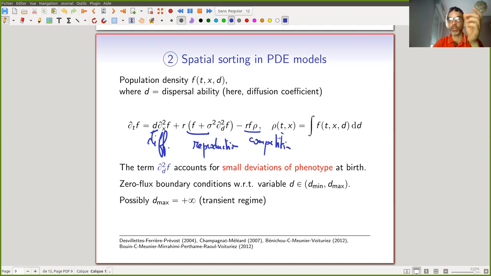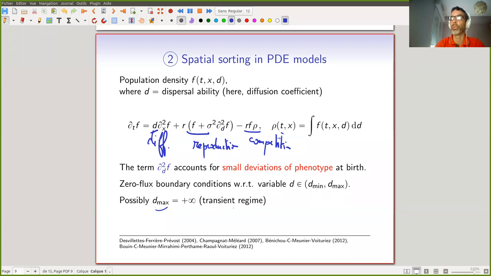So this is what I said. If you are in a bounded trait domain, so if you have a minimal possible dispersal ability and a maximal one, you will put, let's say, a zero flux boundary condition to say that there is no influx, because you want this process to be conservative. But you may have the maximal dispersal ability be unbounded in your model, which to me is a kind of transient regime. It means that you have not reached yet the maximal possible dispersal ability in your solution. So you initiate a solution with small values of D, you wait for some time, and if D max is very large, there is some regime in which you haven't reached D max yet by evolution. So you can just put it at plus infinity and look at what is going on.